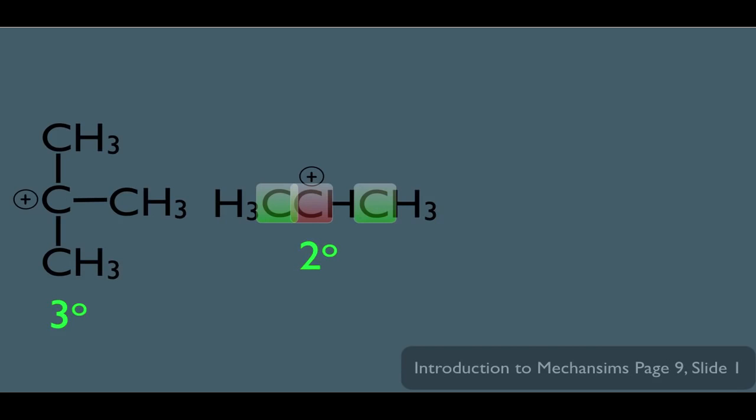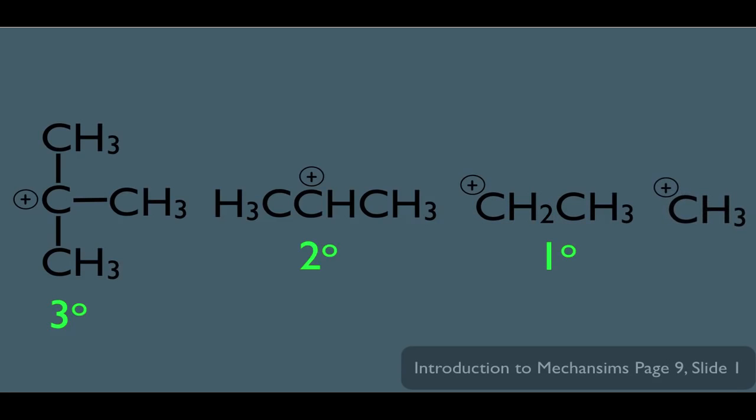And an example of a primary carbocation would be this structure right here. Notice the positively charged carbon right here has 1 green carbon directly bonded to him, making him primary. And the last type of carbocation we should know is this one right here. Notice this carbon doesn't have any carbons directly bonded, so what we call him simply is a methyl carbocation.